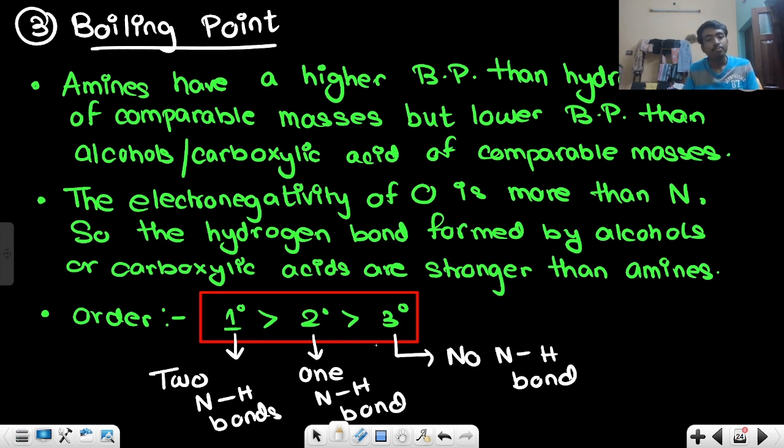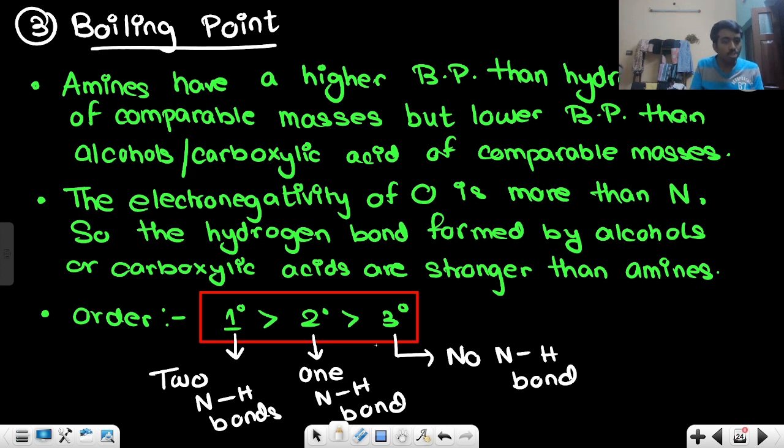So order of boiling point will be obviously 1 degree greater than 2 degree greater than 3 degree. Reason? In 1 degree there are 2 NH bonds. In 2 degree 1 NH bond is there, and in 3 degree no NH bond is there. Clear? Right? In 3 degree it is all NR. Then who will form the hydrogen bond? No hydrogen bond formation only.